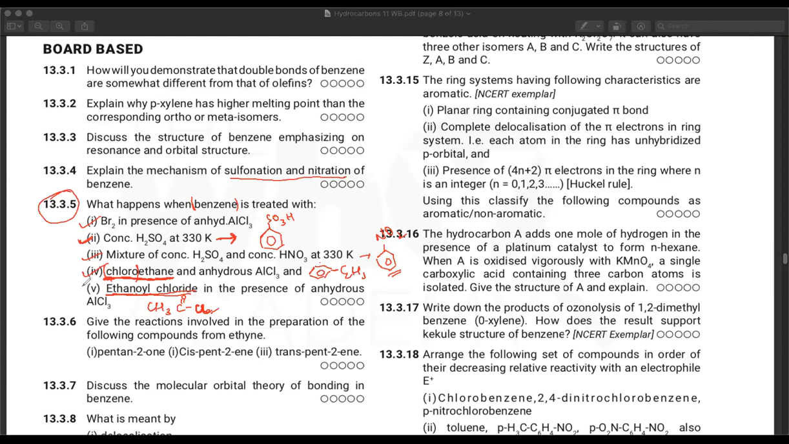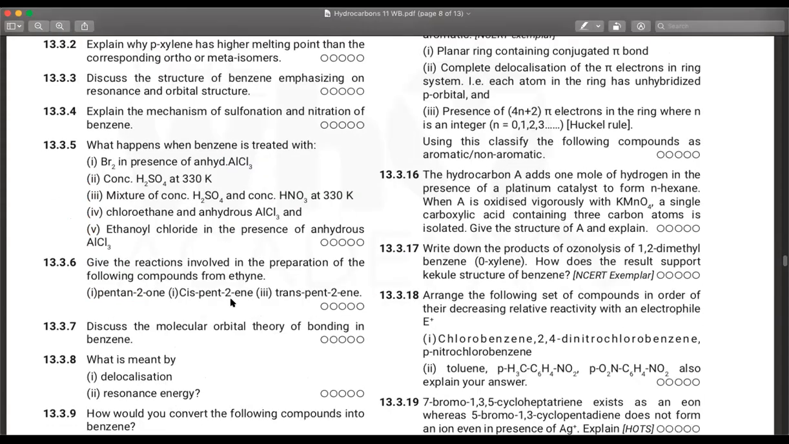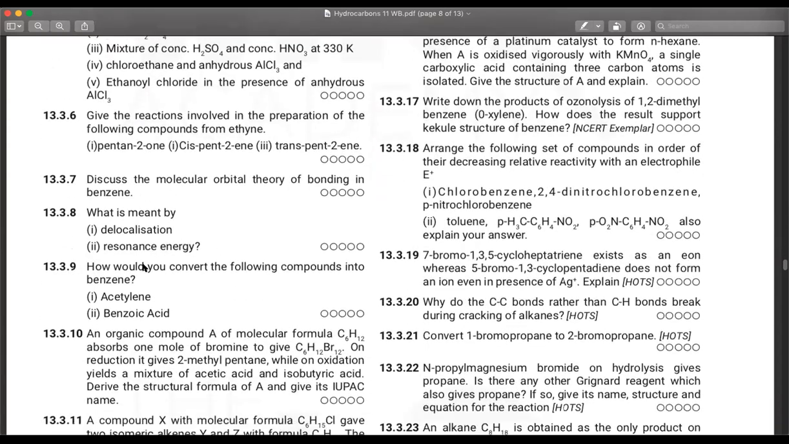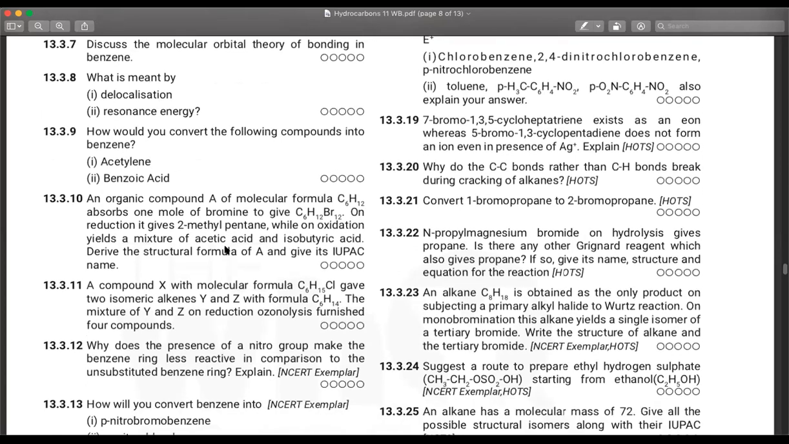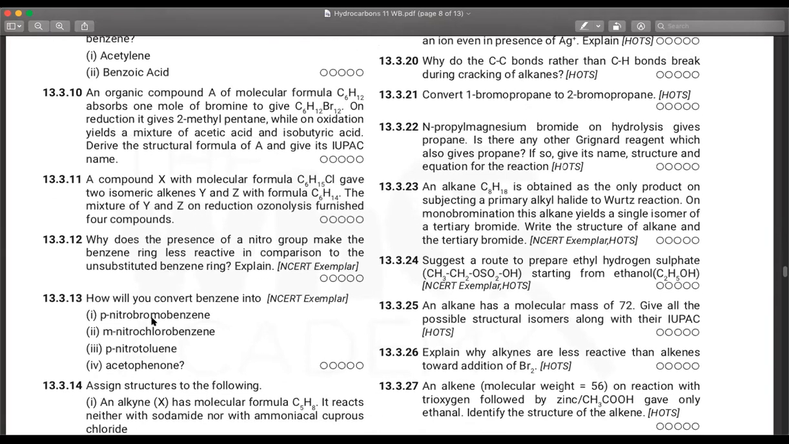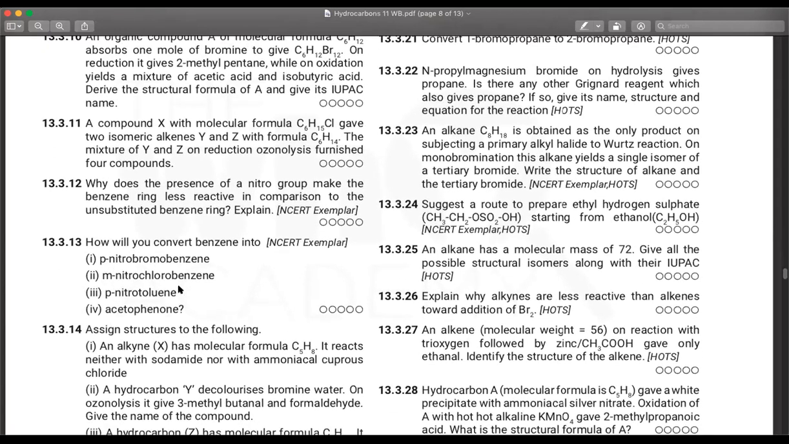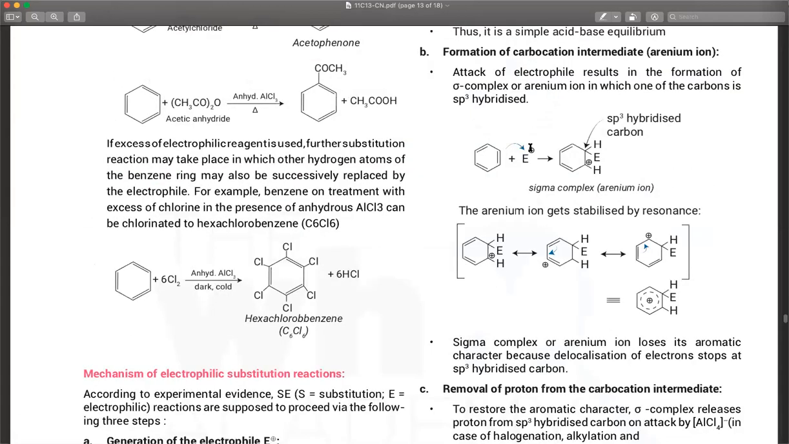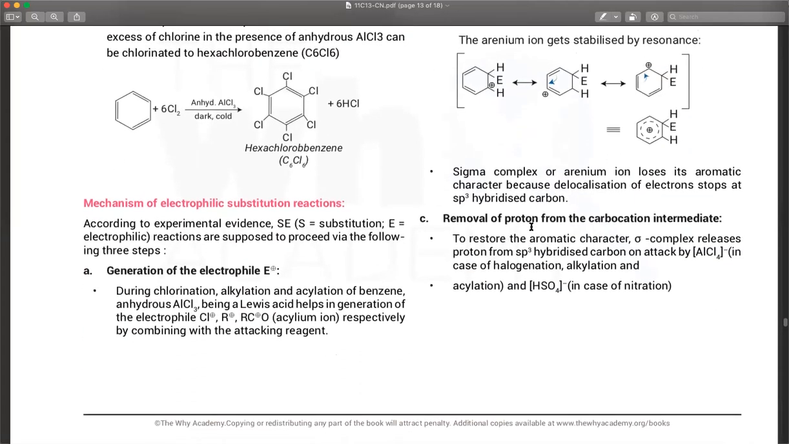Okay. All right. So now you guys are comfortable with electrophilic substitution reactions of benzene. You have figured out what reagents, you have figured out what products. Yeah, that's good. How will you convert benzene to para? Okay, so this is something that I have to discuss right now. That's another important concept. So electrophilic substitution reactions, we have learned all of it.